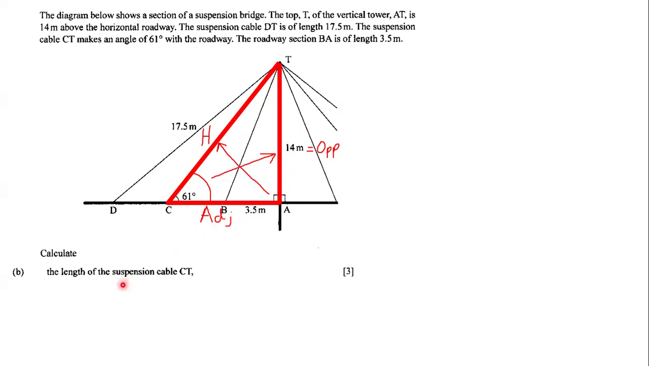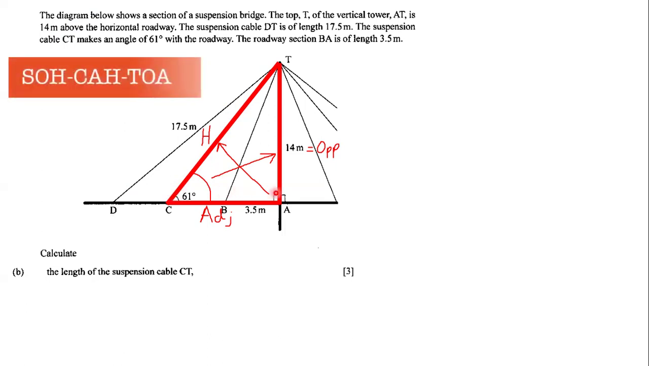And so our goal is to figure out the length of the suspension cable CT. In other words, we need to figure out the hypotenuse of this triangle. Now, how are we going to get the hypotenuse? Well, we're going to use one of our trig ratios. Notice that we already know theta is 61 degrees. We already know the opposite side, but we're trying to figure out the hypotenuse. So we have the opposite, and we're trying to find the hypotenuse.